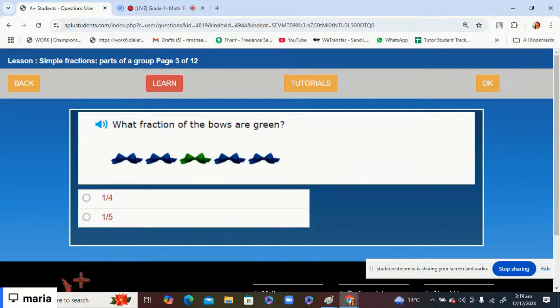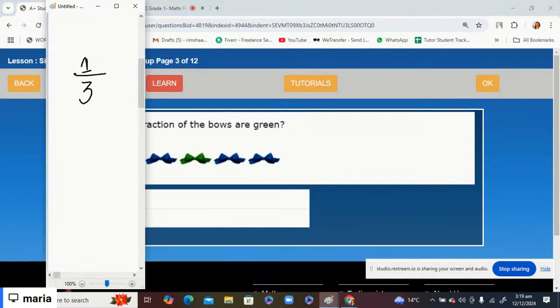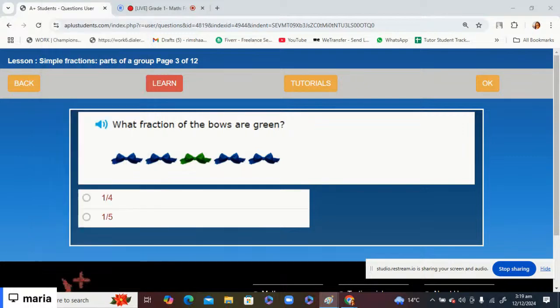What fraction of the bows are green? First of all, count the total bows. It's 1, 2, 3, 4, and 5. So the total number of bows is 5. And how many are green in it? Only 1. So it's 1 by 5.